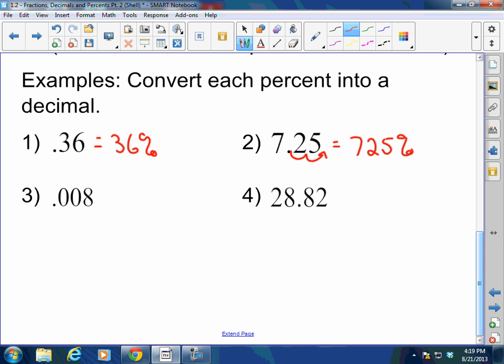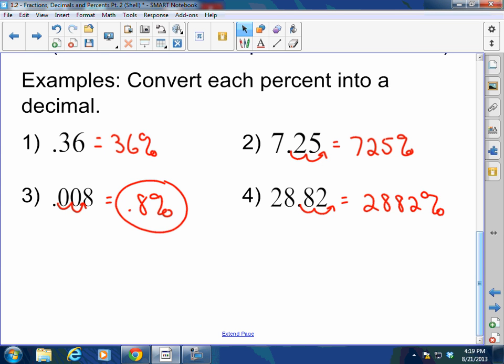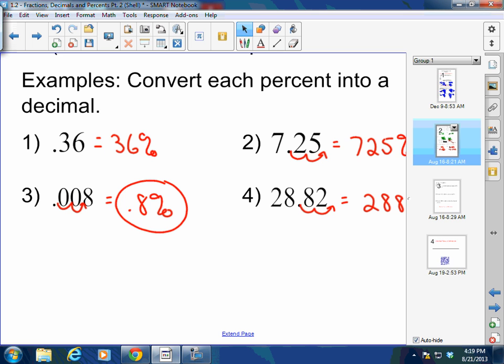0.008. I'm going to go 2 places to the right, 1, 2. So that's going to be 0.8%. Just because you have a decimal does not mean you can't have a decimal and a percent. You can have both. 28.82. We're going to turn that into a percent. So I go 1, 2 to the right, and that's going to be 2,882%. Should be pretty simple.